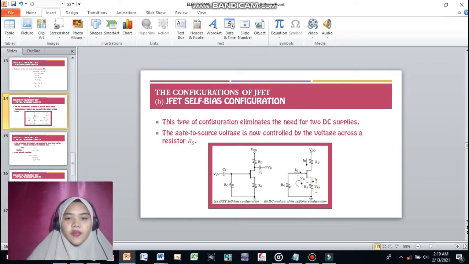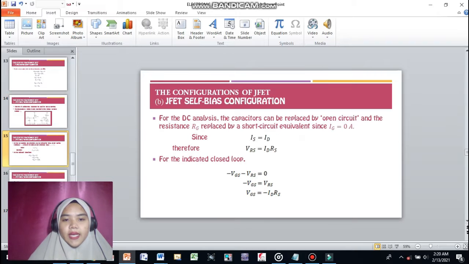The configurations of JFET: JFET self-bias configuration. This type of configuration eliminates the need for two DC supplies. The gate to source voltage is now controlled by the voltage across a resistor Rs. For the DC analysis, the capacitors can be replaced by open circuit and the resistance Rg replaced by a short circuit equivalent, since Ig equal to 0 ampere.